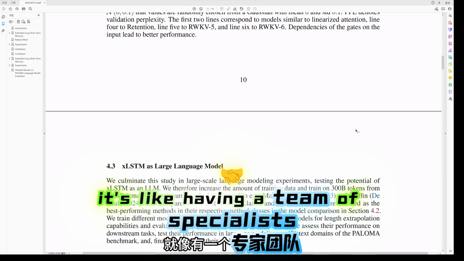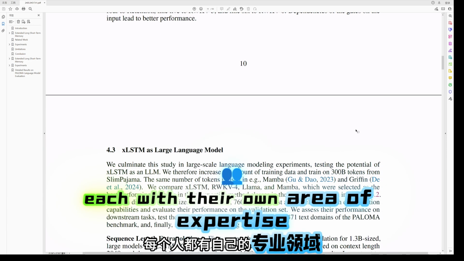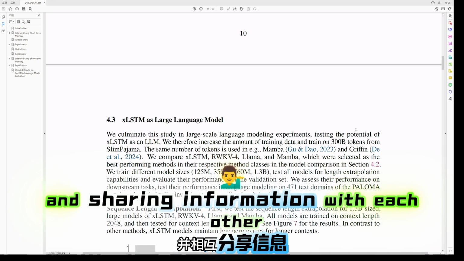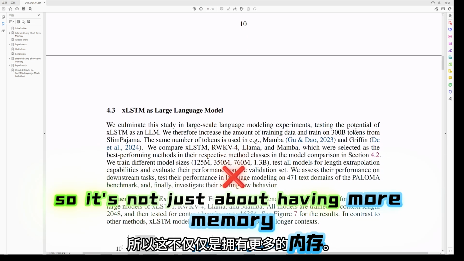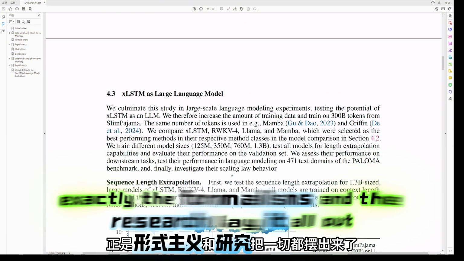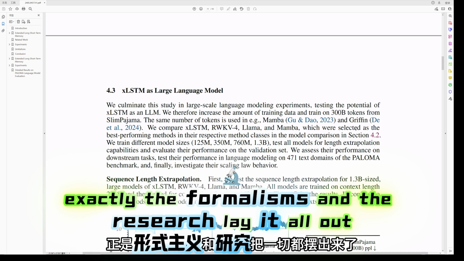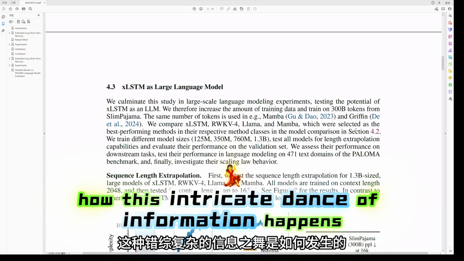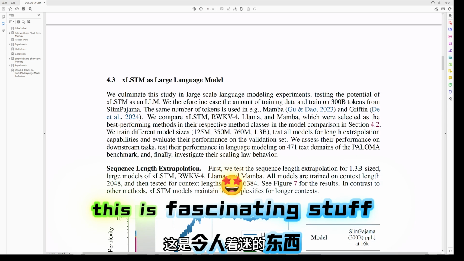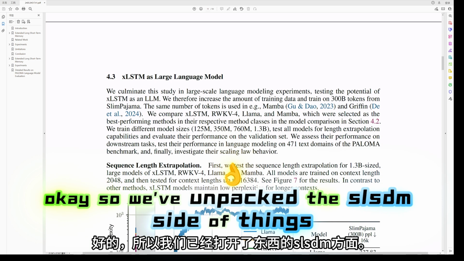It's like having a team of specialists, each with their own area of expertise. And they have this way of communicating and sharing information with each other. So it's not just about having more memory, it's about using that memory in a smarter, more dynamic way. Exactly. The formulas in the research lay it all out. You can see how this intricate dance of information happens within sLSTM. This is fascinating stuff. Okay, so we've unpacked the sLSTM side of things.